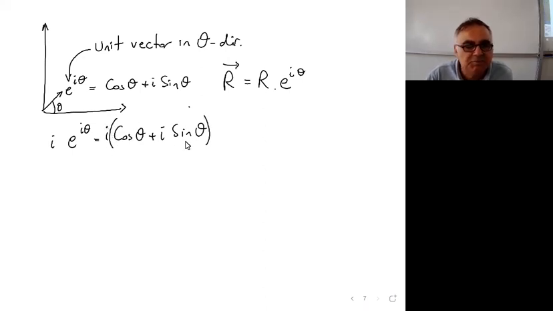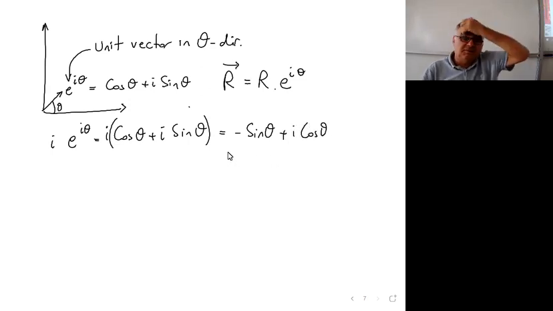So it becomes, what does it become? It becomes i times i is minus 1, as you know. So it becomes minus sine theta plus i cosine theta, isn't it?